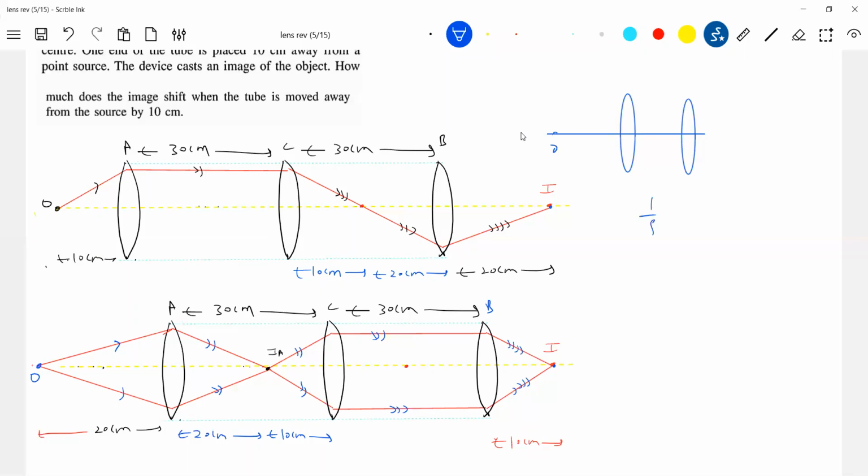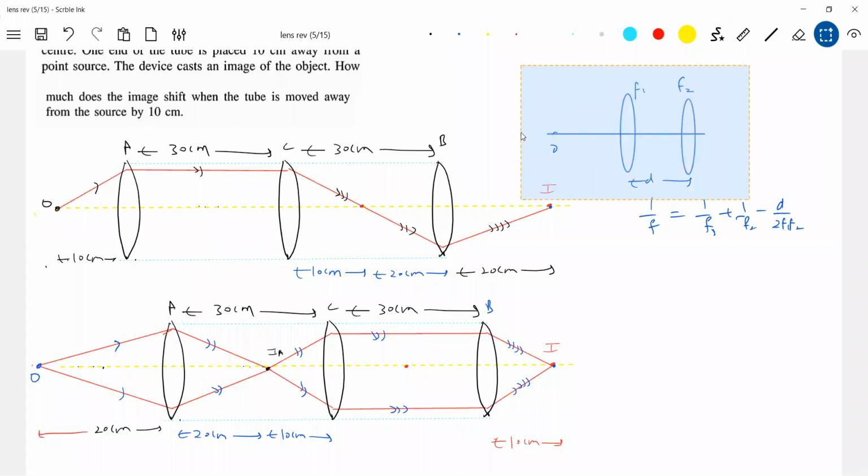We have a formula like 1 by f equal to 1 by f1 plus 1 by f2 minus d by 2 f1 f2. Something is there. This formula is applicable only when the object is at infinity. Okay, fine. So when the object is at a finite distance, there's no other way. You should use a ray diagram. No shortcut method, no formula thinking. You must take help of ray optics. I'm making things clear.